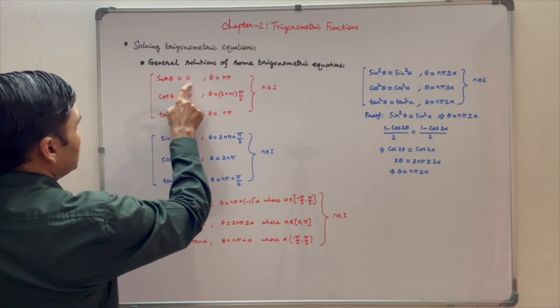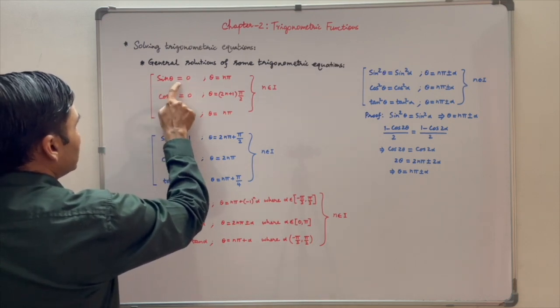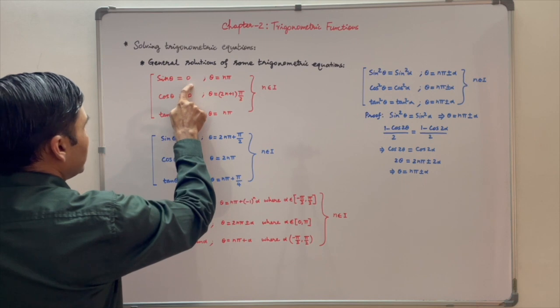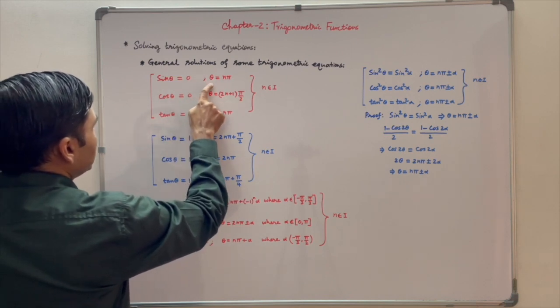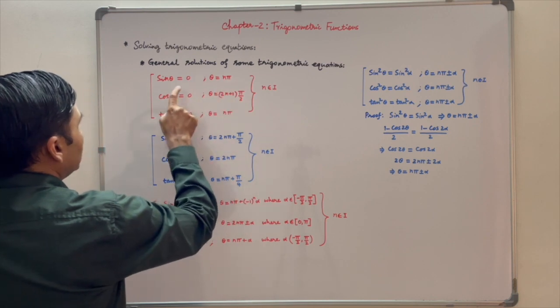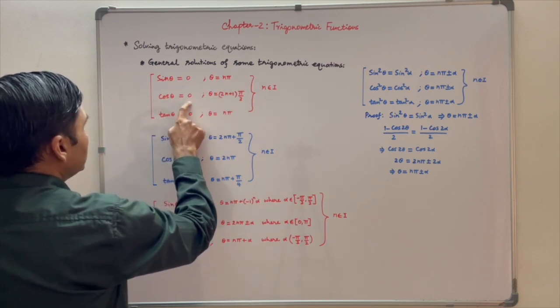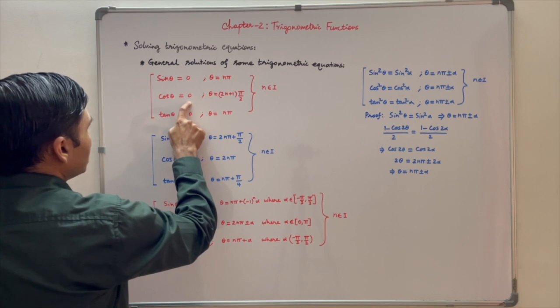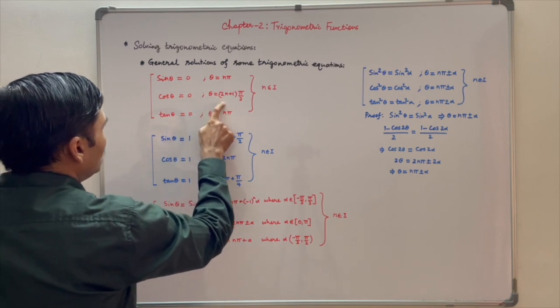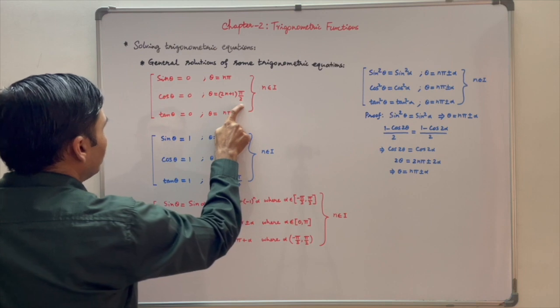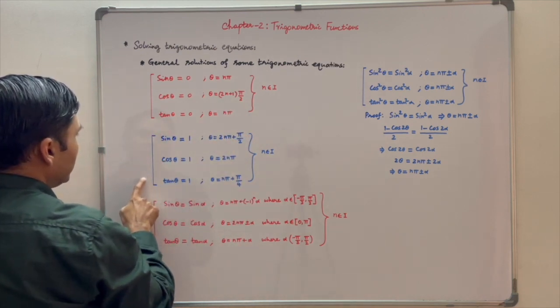Sine theta is equal to 0 means sine theta is equal to sine 0 or sine pi in 0 to 2 pi. So general solution will be theta is equal to n pi. Cos theta is equal to 0 means cos pi by 2 or cos 3 pi by 2. So general solution will be theta is equal to (2n plus 1) pi by 2. Similarly, we can explain these.